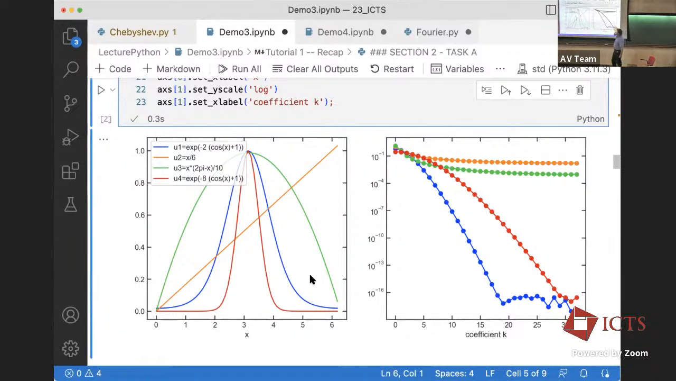And U4 is another periodic function, because it is a function of cosine x only. But this time it is thinner, a sharper peak. And because it's still periodic and smooth, we see the exponential convergence. But because it has sharper features, we need more modes to reach a certain accuracy. So if you want to get to 10 to the minus 10, you would need about 14 modes of the blue curve, but about 24 modes of the red curve. So the sharper features your functions have, the more modes you're going to need to represent them. Not really surprising.